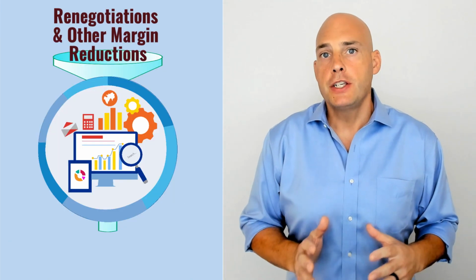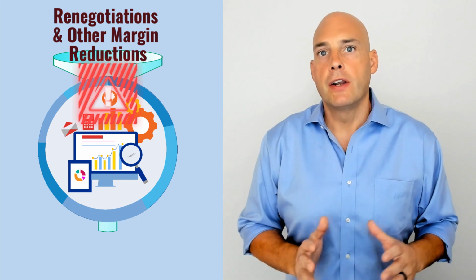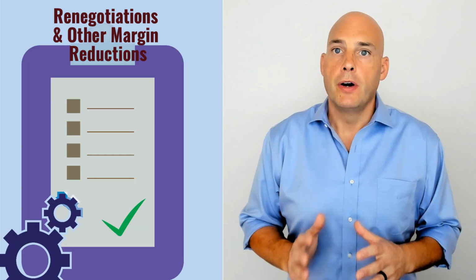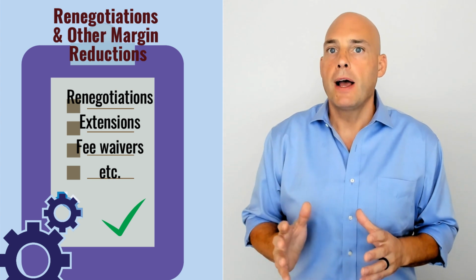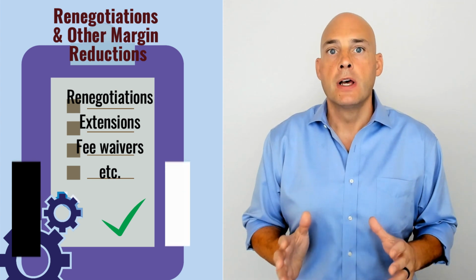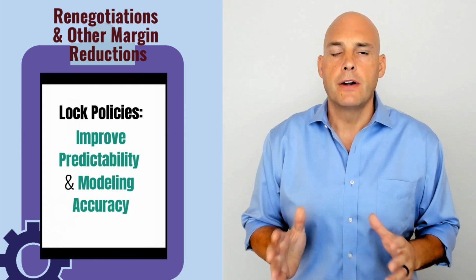Modeling renegotiations and other margin reductions is very difficult to do accurately, especially if the lender doesn't follow firm guidelines. So lenders will create policies to limit the number of allowable renegotiations and apply other restrictions that introduce parameters that improve predictability and modeling accuracy. This helps mitigate the lender's losses.